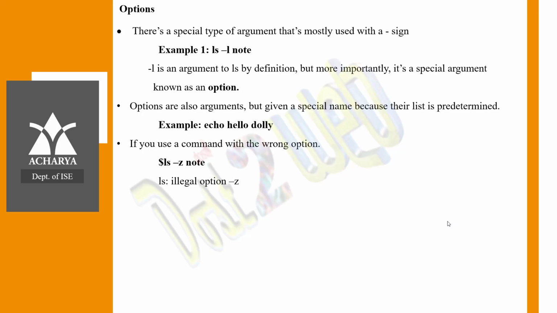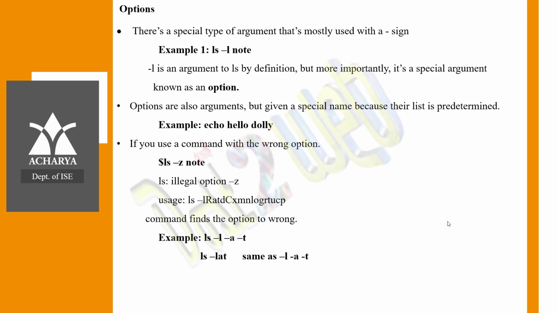Then we also have something called minus a, minus t; these are all options. If you want to write them separately, you can write them, and you can also write them combined, and it will work in the Unix environment. So, that is what we performed in the previous class.